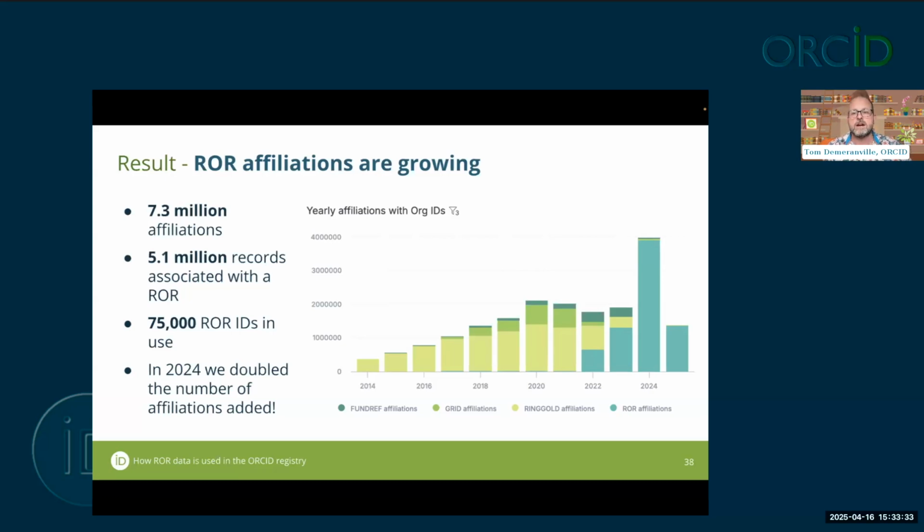And you can see from this graph in 2024 what looks like an anomaly, but it's not an anomaly. This is a direct result of us prompting researchers on record creation to add affiliation information and also making it easier for them in the user interface to find their correct affiliation. So as a result of that work and the excellent work ROR are doing, we've doubled the number of affiliations being added to the registry every week, and also every year.